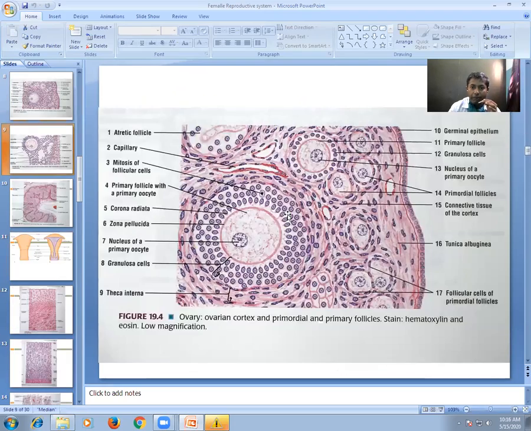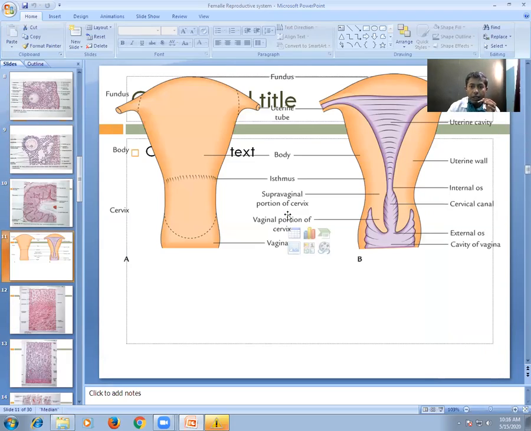Okay. Now coming to the structure of the uterus. You can see this is the uterus. The uterus consists of three parts. Fundus: the fundus is the part of the uterus which is above the opening of the uterine tube. Then this is the body of the uterus, and this is the cervix of the uterus. So there are three main parts of the uterus: the fundus, body, and the cervix.